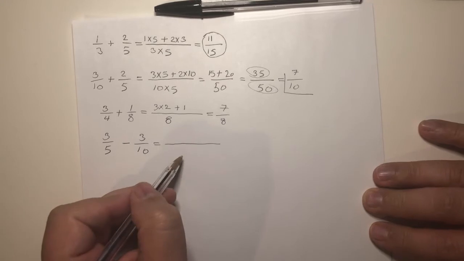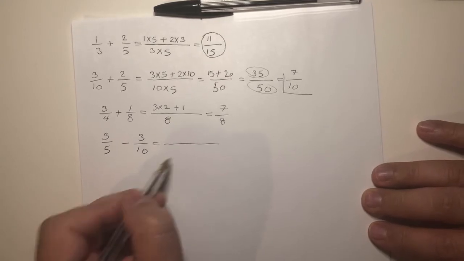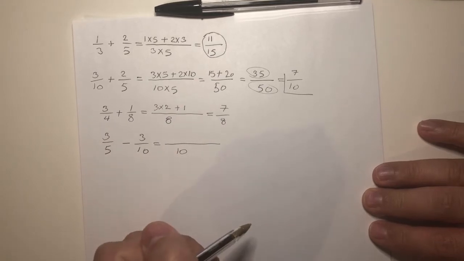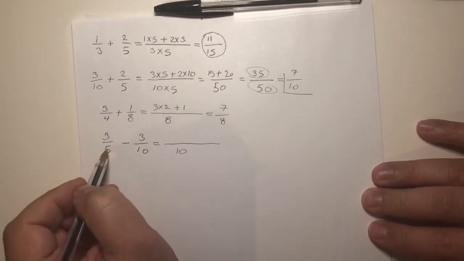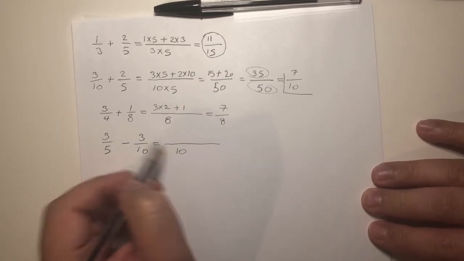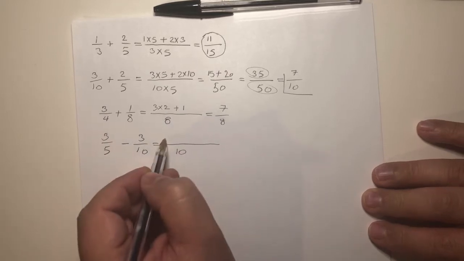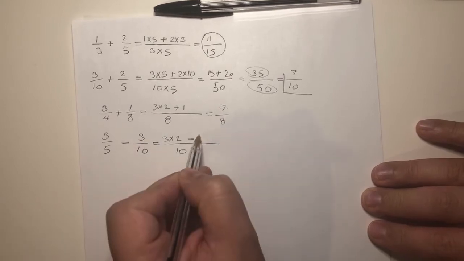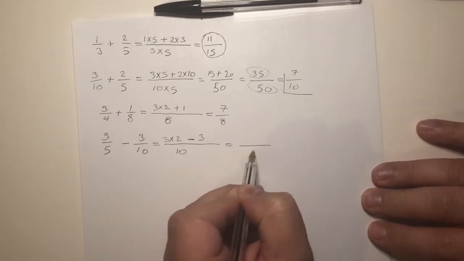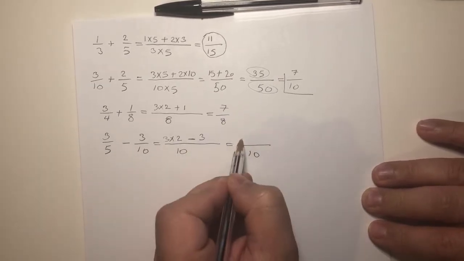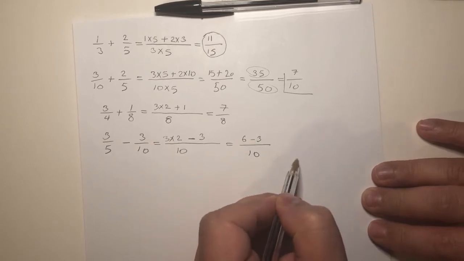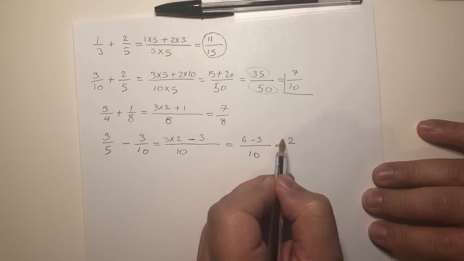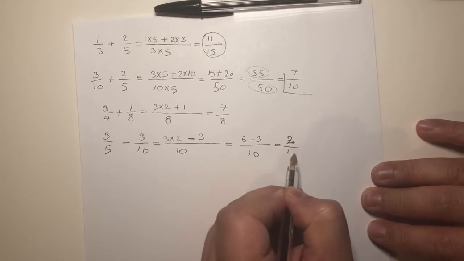Okay, what should we choose as a common denominator? As I said before, because 10 is a multiple of 5, I use 10 as the common denominator. 5 has been multiplied by 2 to give 10, so I do the same for the numerator. 3 multiplied by 2 minus 3, right? Over 10, 6 minus 3. The result is 3 over 10.